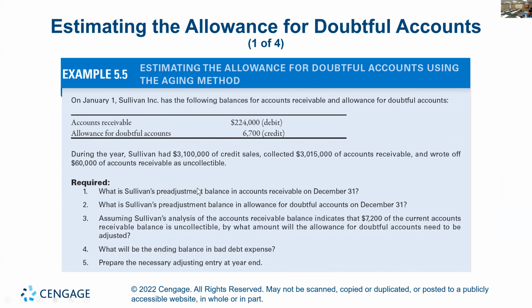Okay, so that was 1 and 2. First thing we need to do is find our balance in accounts receivable and find our balance in the allowance for doubtful accounts with the information given. All right, so they do an analysis and they find that 7,200 of the current accounts receivable is uncollectible. What is our adjusting entry here?